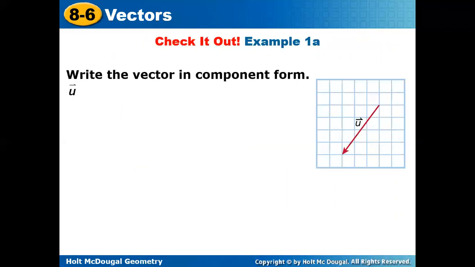Check it out, stop the video and try to solve alone. Now check your answer.